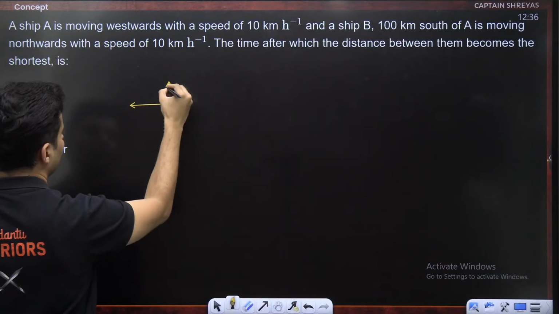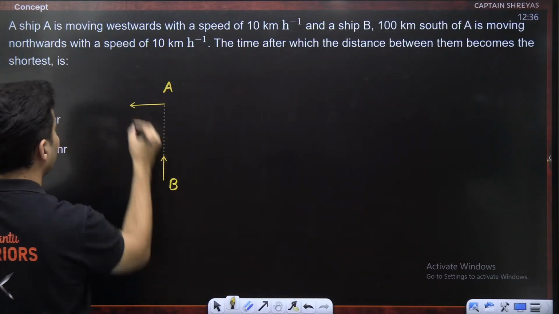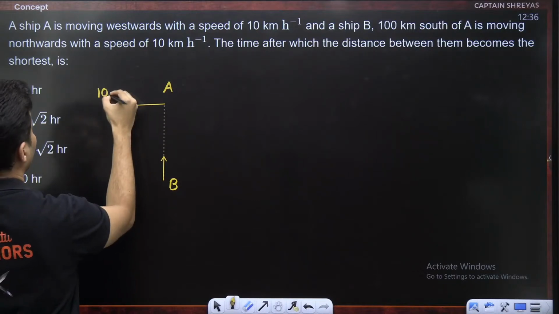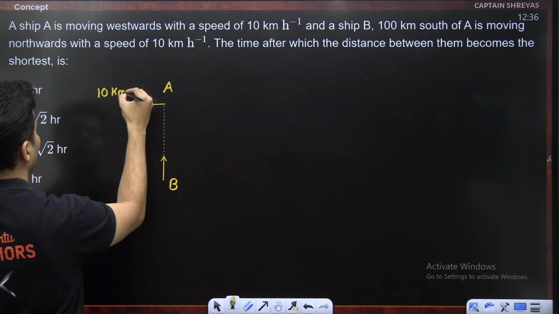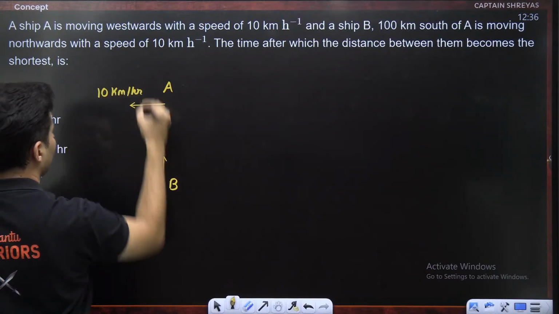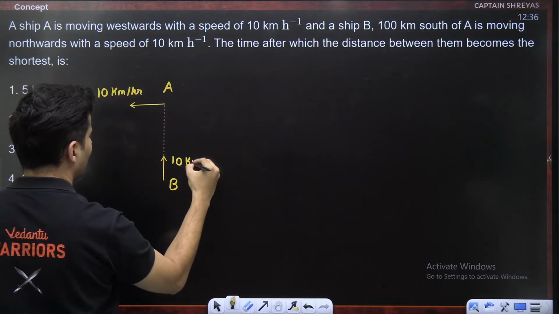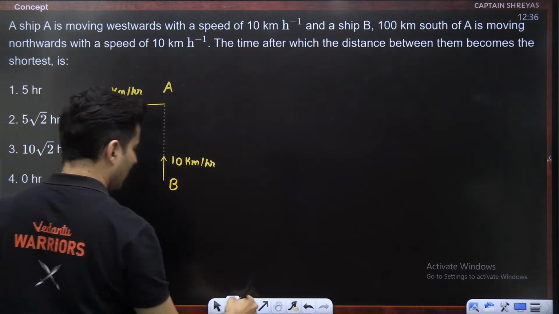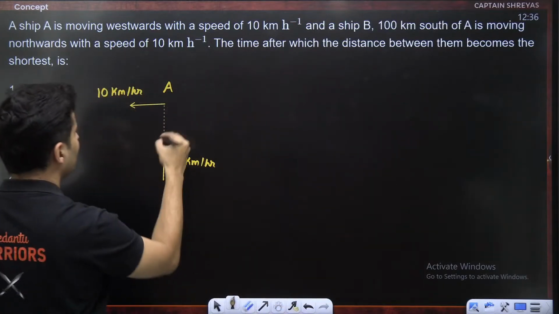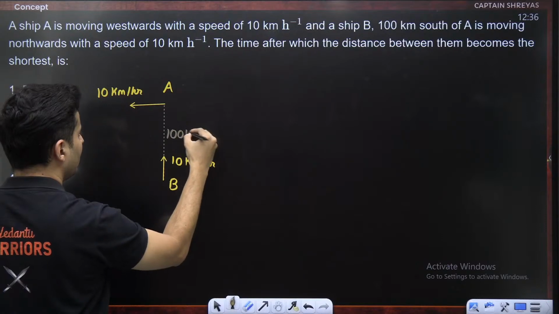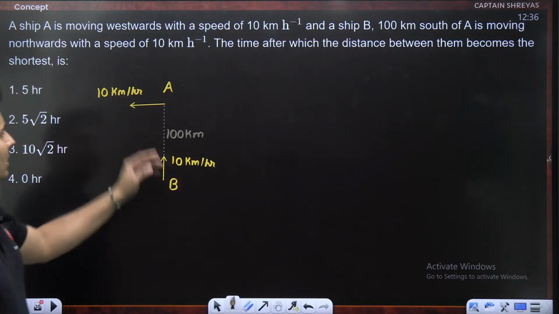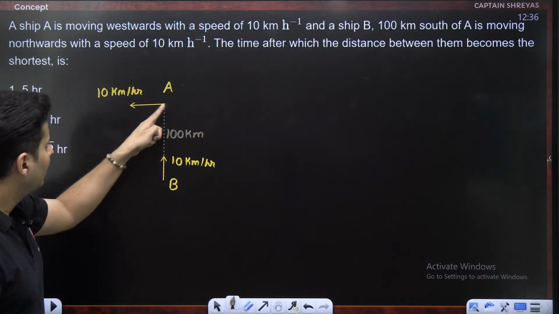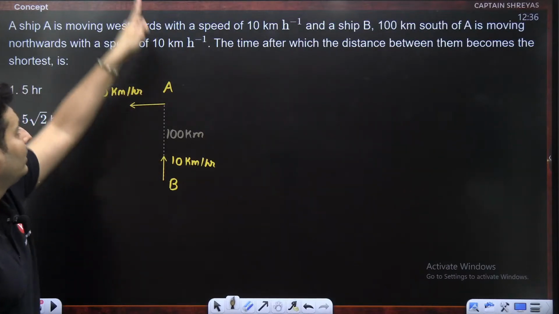This is basically ship number A. This is ship number B. This is going 10 kilometers per hour. This is also moving with 10 kilometers per hour, and the distance of separation is basically 100 kilometers. This is what the diagram is. B is south of A, A is going towards the west, B is going towards the north.